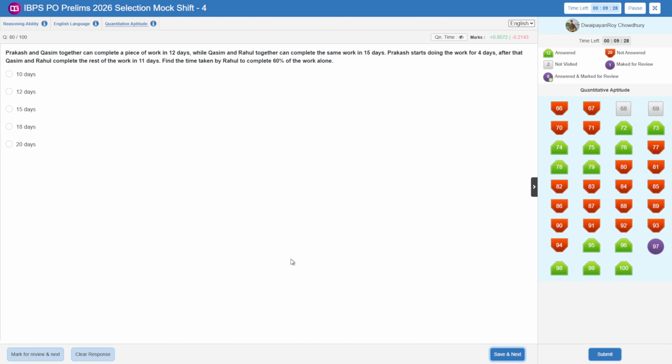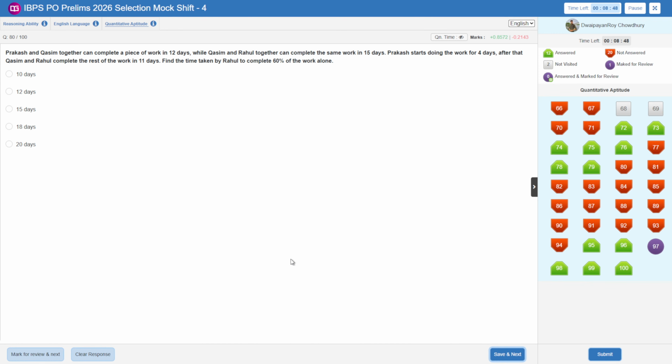Prakash and Kasim can do a piece of work. So Prakash, Kasim 12, Kasim, Rahul 15. Prakash starts doing. Okay, let's check the efficiencies. So it's 60. So 5 and 4. Now they are saying Prakash starts doing the work 4 days. After that, Kasim and Rahul complete the rest of the work in 11 days. Kasim and Rahul in 11 days.